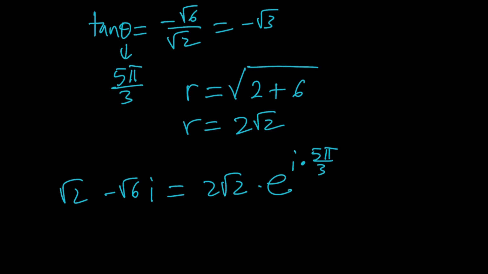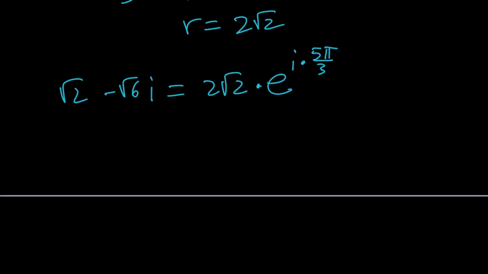Make sense? Obviously, this is much better than the binomial theorem. This is a huge improvement. Now we're going to raise both sides to the 7th power. Let's go ahead and do it. 2 root 2 times e to the power 5 pi i over 3. Let me write it that way. And now we're going to raise it to the 7th power.